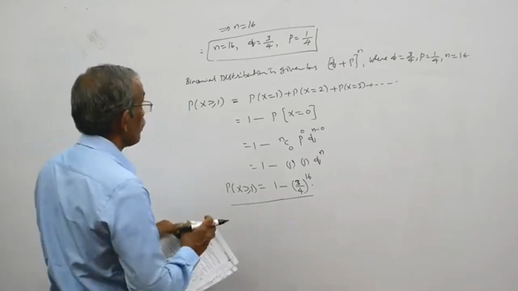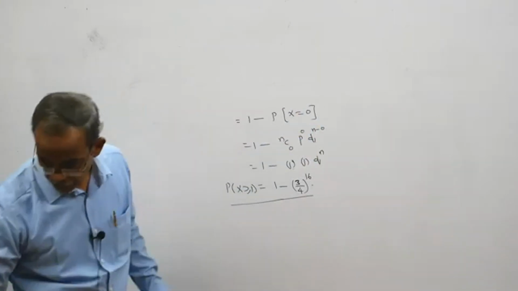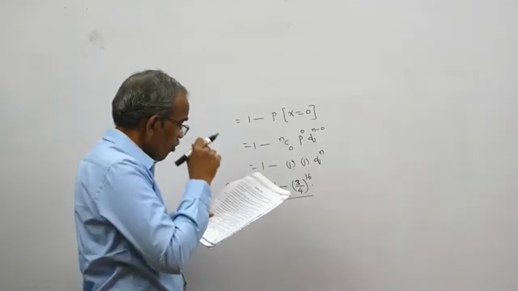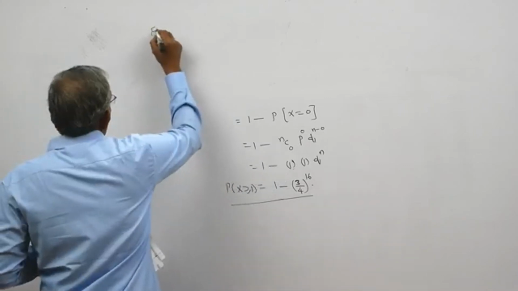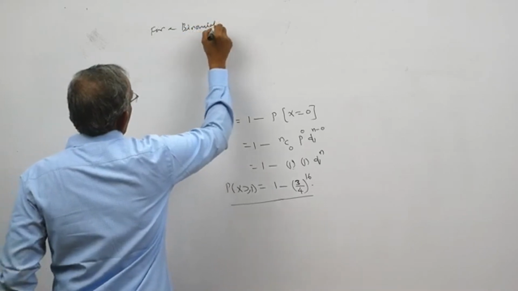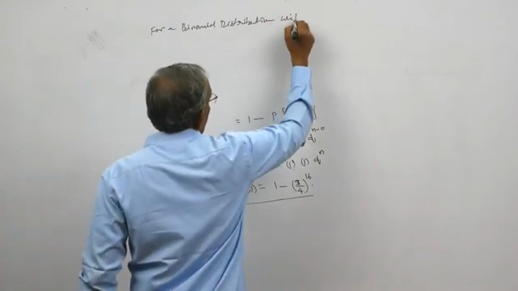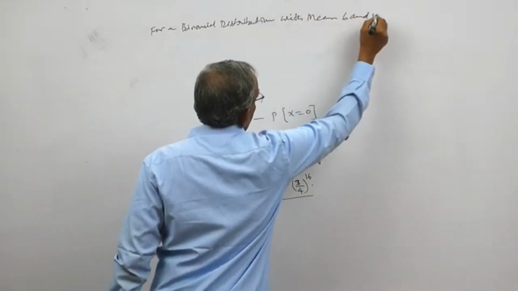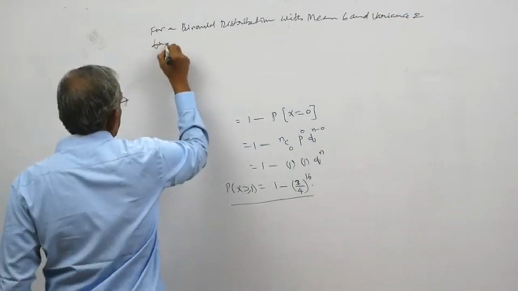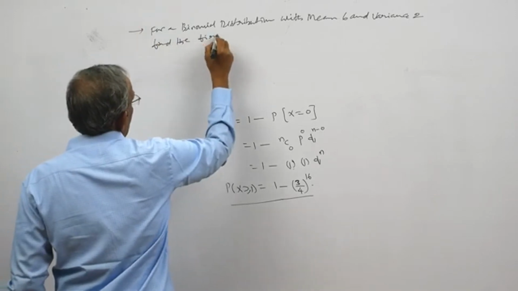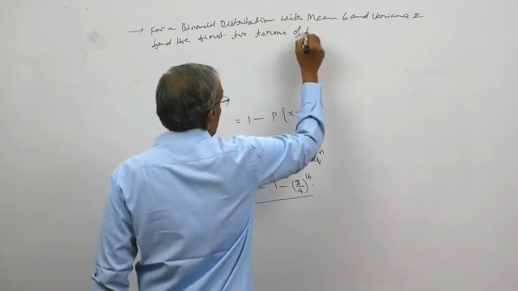Next problem. For a binomial distribution with mean equal to 6 and variance 2, find the first two terms of the distribution. First two terms of the distribution.